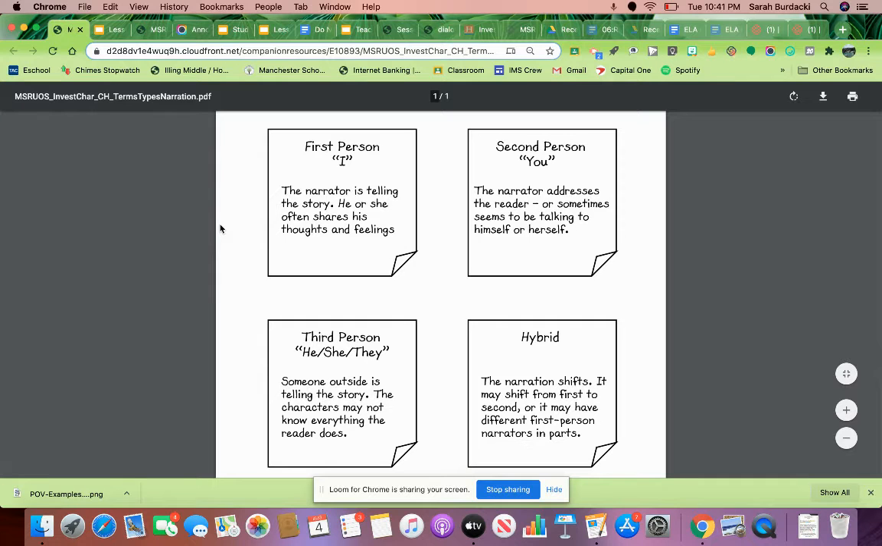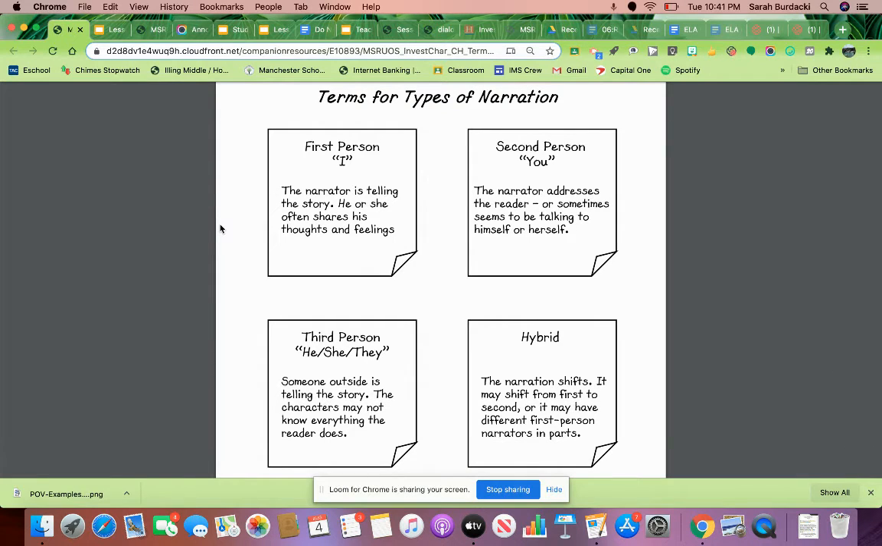Hey, everybody. Today we're talking about narrative point of view. In the last session, we talked about minor characters and their perspectives. So the first thing I want you to do is think of your favorite book or movie, and I want you to think about the character that the story is mostly about.